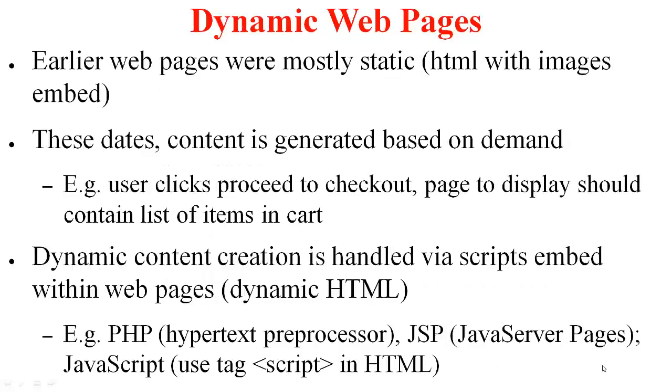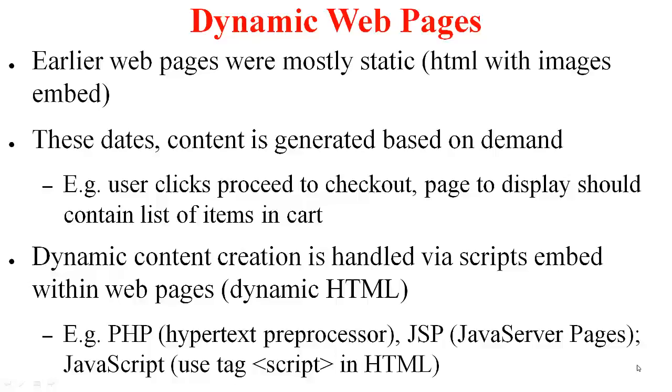Another note on web pages. The earlier web pages were static, consisting of HTML with images embedded within them. But these days, web pages are rather dynamic. That is, the content is generated on demand. What do I mean by this? For example, you as a user are doing some shopping and you click checkout, in which case, based on your click, the page displayed should contain a list of items in your cart. Rather, what to display to the user is a function of the user's actions in the past. It's not a standard display.